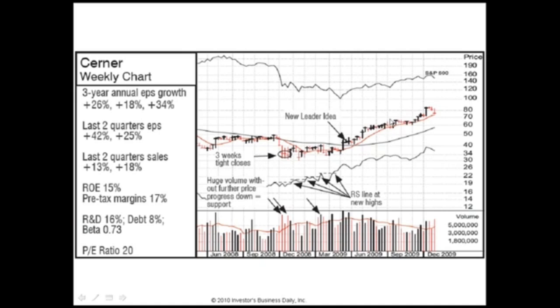Now, notice the numbers here. Again, you had earnings growth, and you had profit margin. If you don't have a high return on equity, we want to see a high pre-tax margin. So this had everything that it needed, and it also performed. Now let's look at something else.